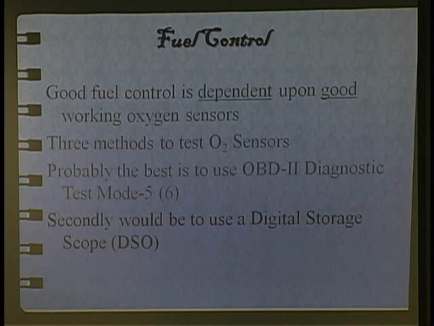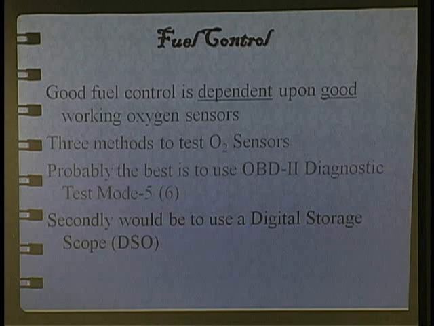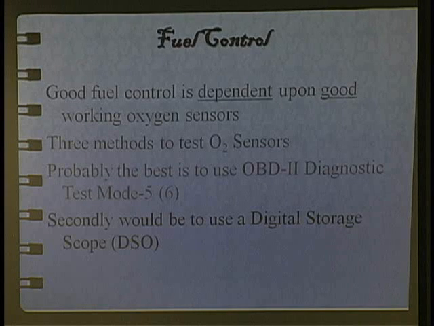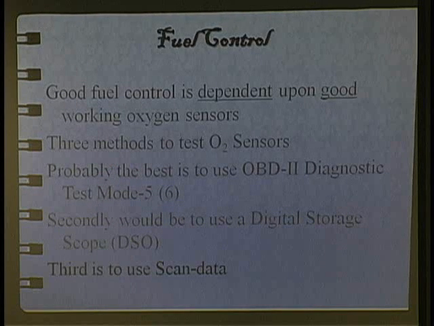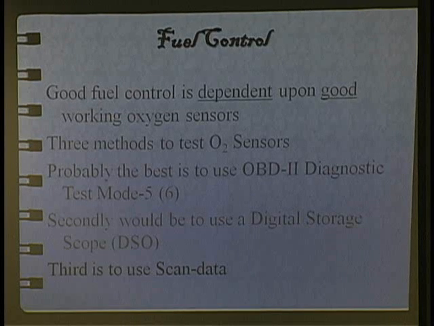And then the second would be a digital storage scope, because we all got real quiet when I said, how do you check the speed of an oxygen sensor? The only way you're going to do that is with one of these. The only way. You can't do it with a scan tool. And then the third is probably a scan tool. You know, the other is to touch it if it's really hot.